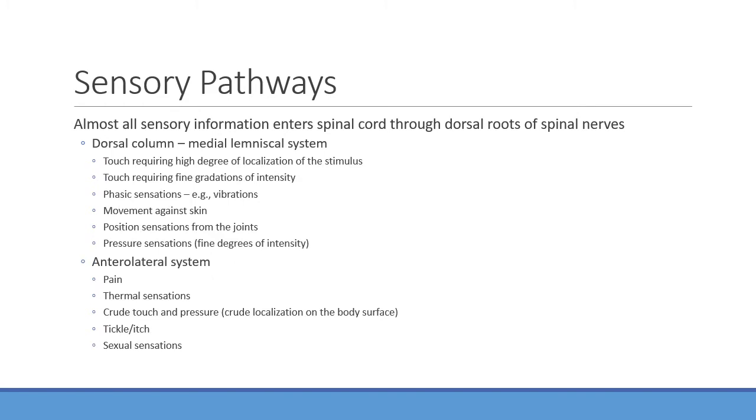So, again, looking at their purposes here, with the medial lemniscal pathway, you're going to see that touch requiring a high degree of localization is good. And when I say localization, what does that mean? So if I had my eyes closed and you started poking me somewhere on the body, I should be able to localize where that's at, correct? Like if I poke you on the back, you should be able to differentiate that from your front, correct?